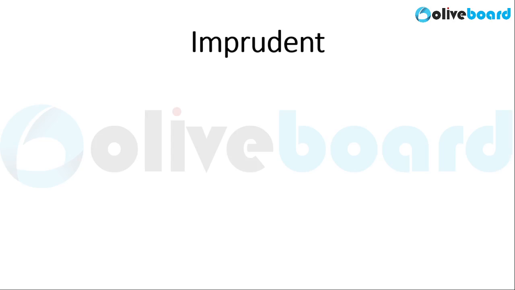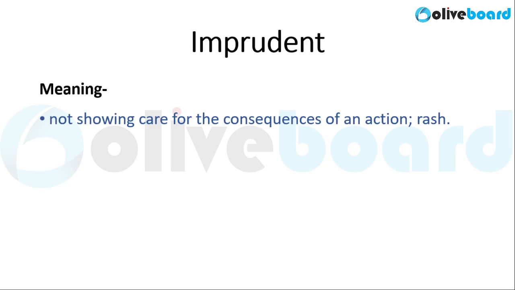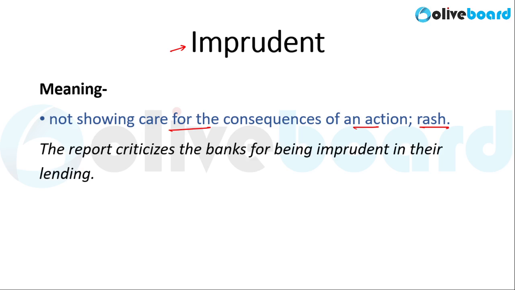Today's word is imprudent. The meaning of the word imprudent is not showing care for the consequences of an action or rash. Now we'll try to understand this word imprudent better with the help of a sentence. The sentence that is given to us says, the report criticizes the banks for being imprudent in their lending. So, the report criticizes the banks for being careless or rash in their lending practices.